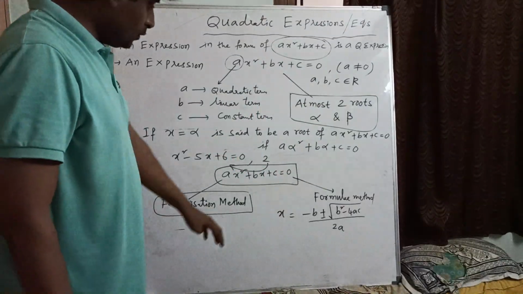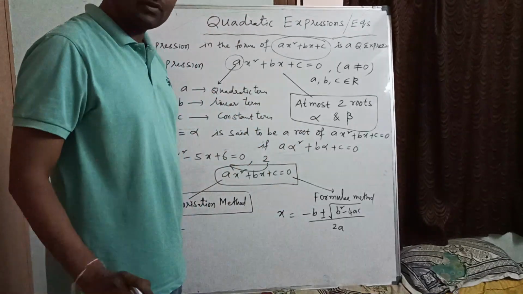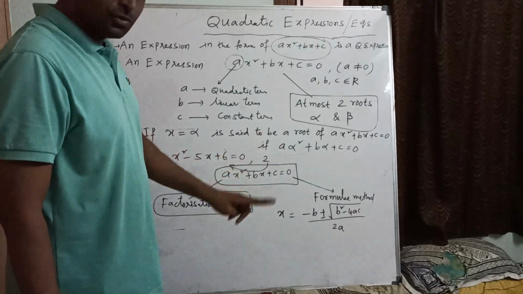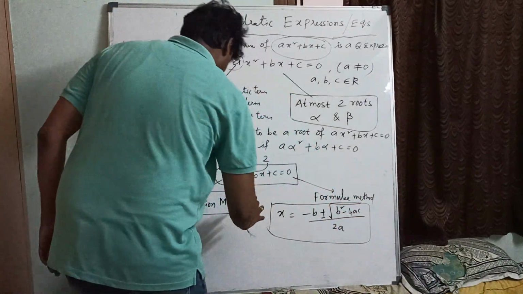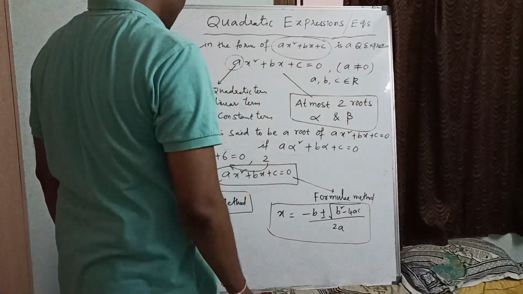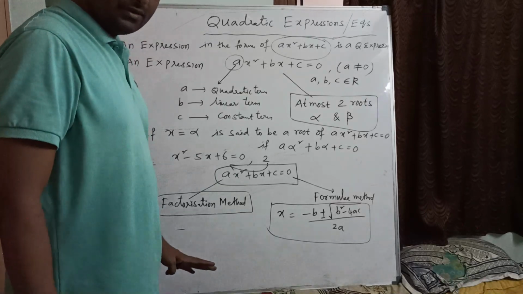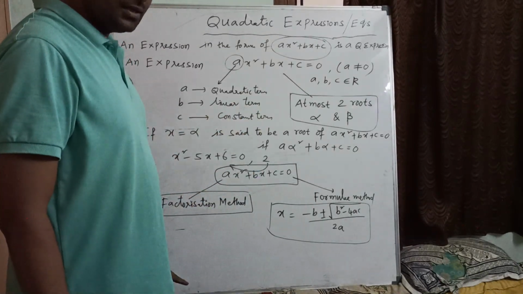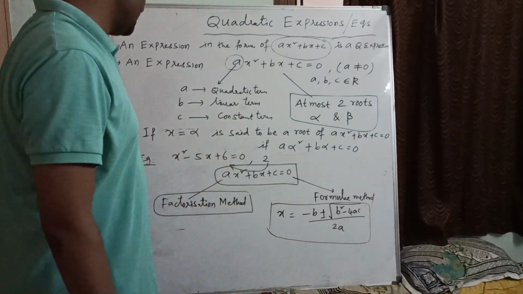Correct? So by using plus we will get the first root alpha. By using minus we will get the second root beta. So like that we get two roots for the given quadratic equation. Okay, so all these things we know, and for every quadratic equation we have sum of roots, product of roots, and sum of squares of roots also. That we'll see now.